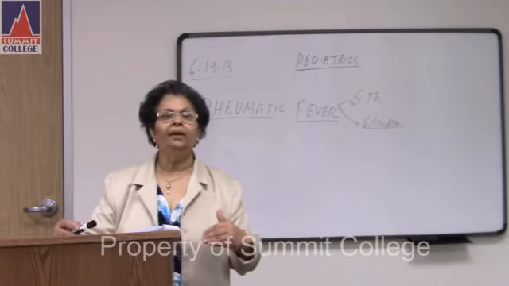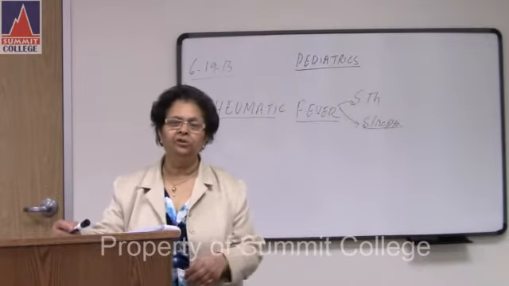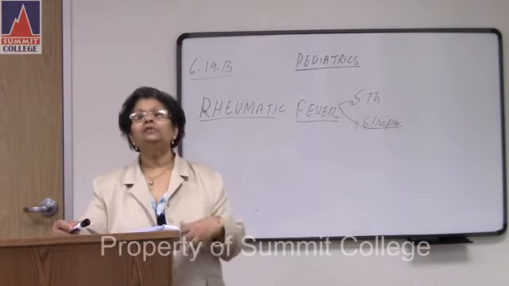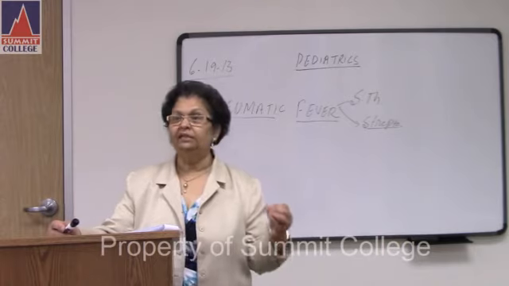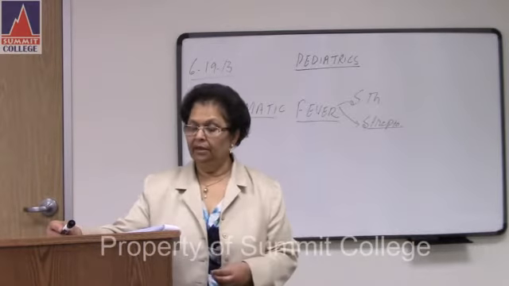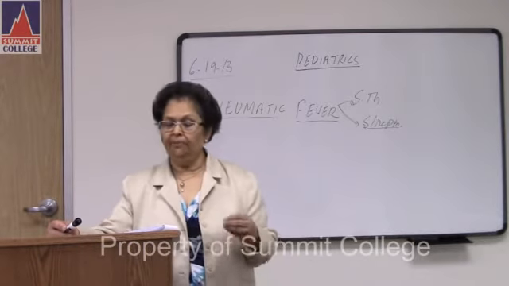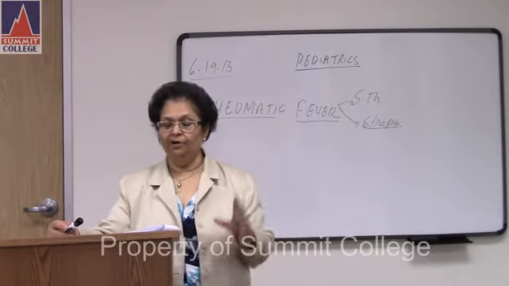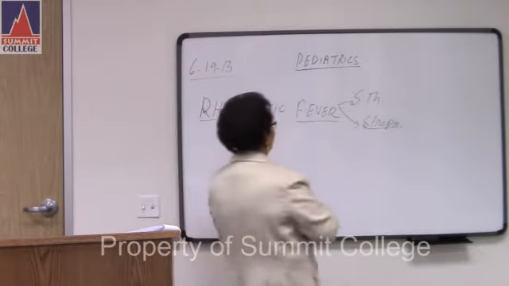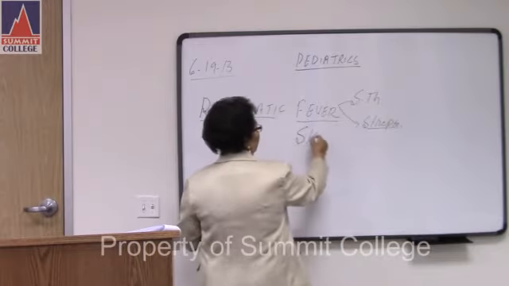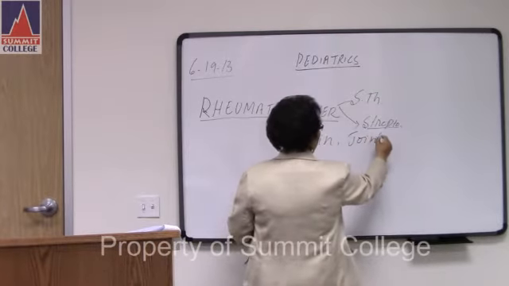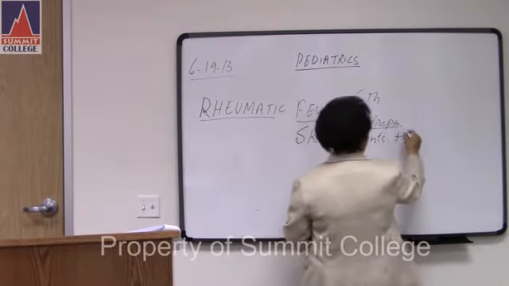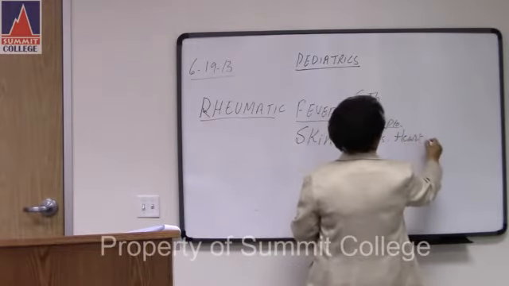Next line, very important. Immediately when you see the question, where does rheumatic fever affect? Underline the word: it's affecting the skin, the joints, the brain, and the heart. Four things are very important. Where does it affect? The skin, joints, heart, and the brain.